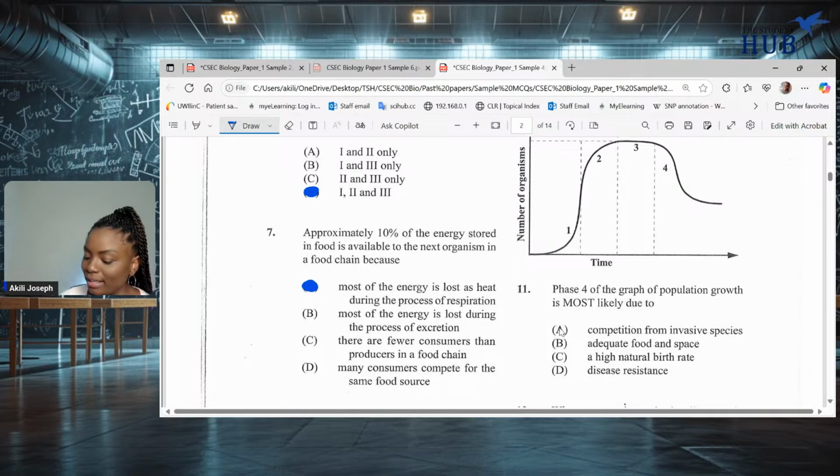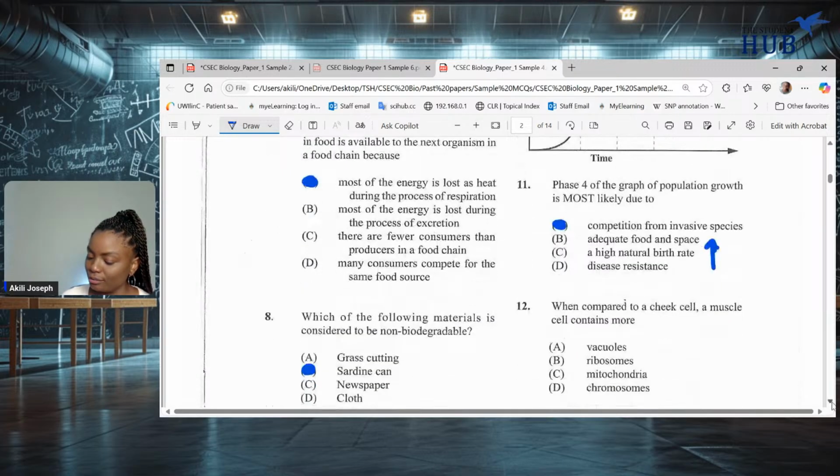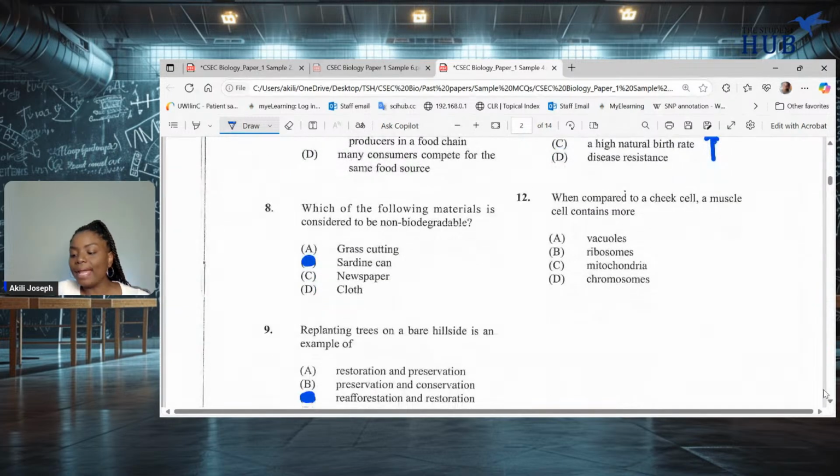So it's going to be competition from an invasive species. We're looking for what is going to result in a decrease in population size, right? All these lead to an increase, deja vu. When compared to a cheek cell, a muscle cell contains more. Is it going to be vacuoles, ribosomes, mitochondria, or chromosomes?